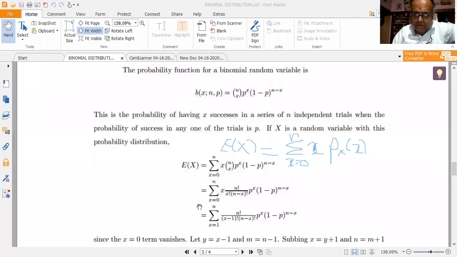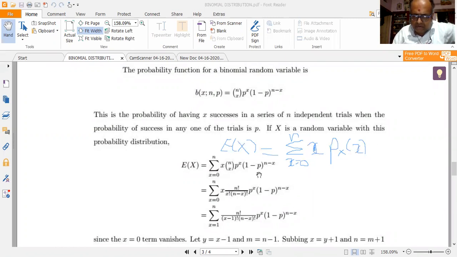Now what is it that I am going to do? Substitute the value of P_X of x into this formula. P_X of x is nothing but the definition of the binomial distribution. It is simply given by nCx, p to the power of x into (1 minus p) whole to the power of n minus x. So if I substitute the definition of P_X of x, this is what I get.